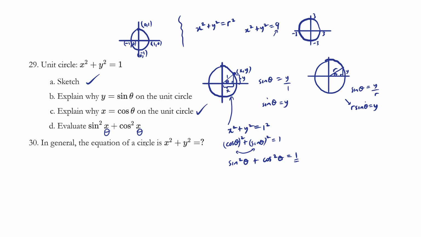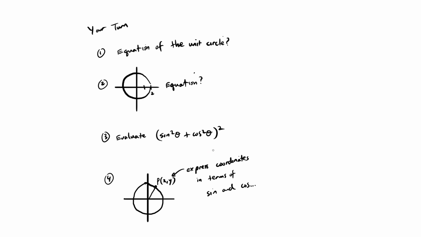So in general, the equation of a circle is x squared plus y squared equals the radius squared. And now it's your turn.